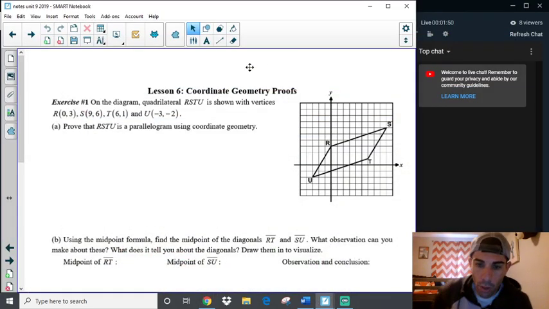All right, so without any further delay, let's do some coordinate geometry proofs. Now, what we're going to be doing today, there's literally nothing new.